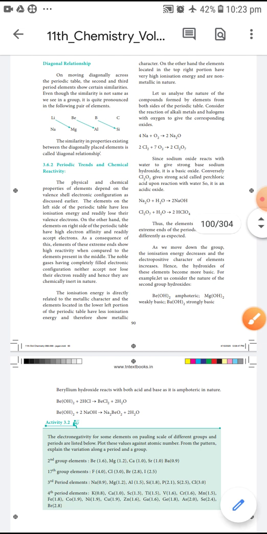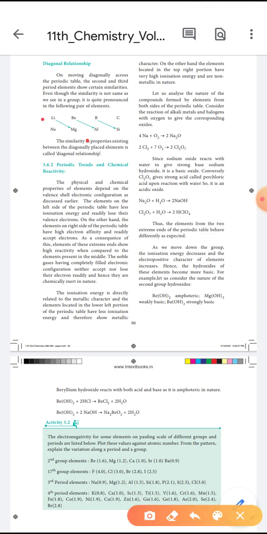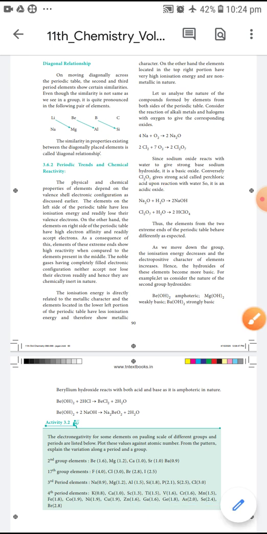Lithium and magnesium have similar properties. The next, beryllium and aluminum, have similar properties. Boron and silicon have similar properties. But lithium and beryllium are in the second group and the other is in the third group. Similarly, the similarity in properties existing between diagonally placed elements is called diagonal relationship. These elements are arranged diagonally. That is called diagonal relationship.